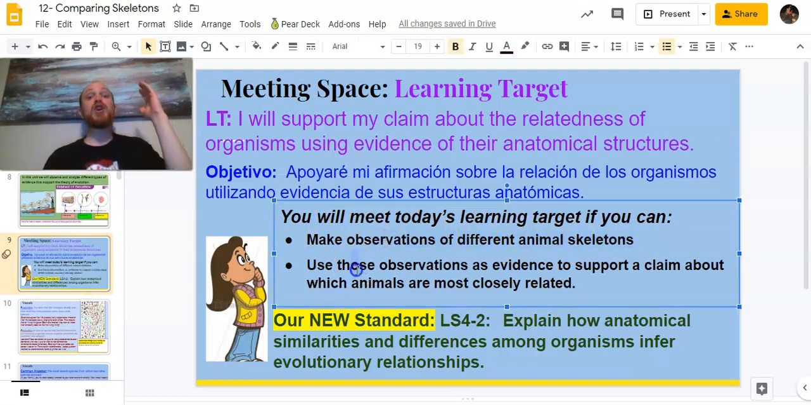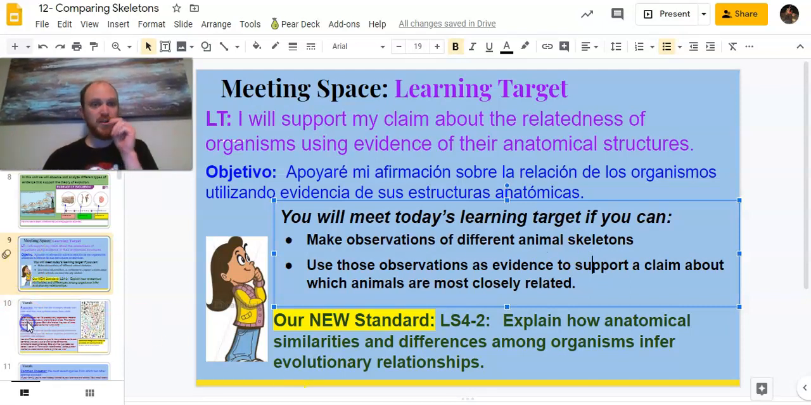Easy peasy, okay? Then we're going to use those observations as evidence to support a claim about which animals are closely related. Okay, so if I give you three animals and say which two are closest related, you're going to say it's these two because, and you're going to give evidence about using features of their anatomy, their bones.